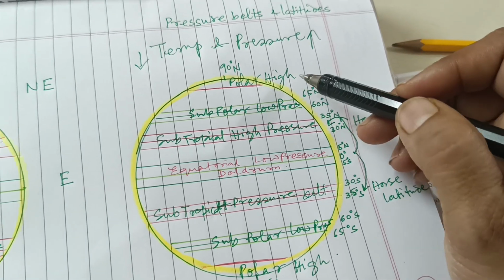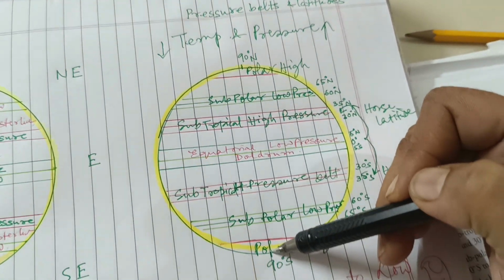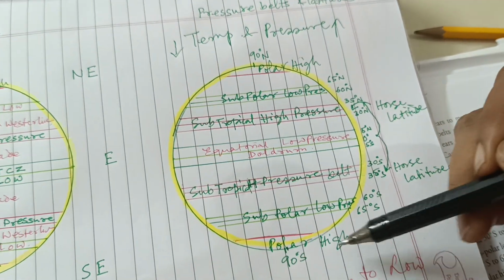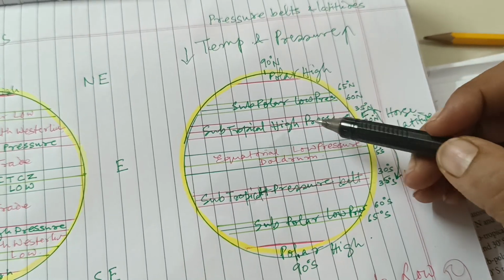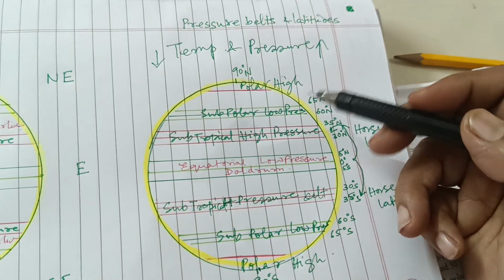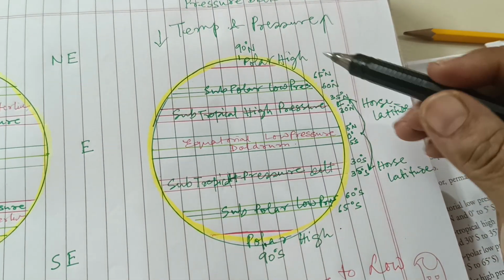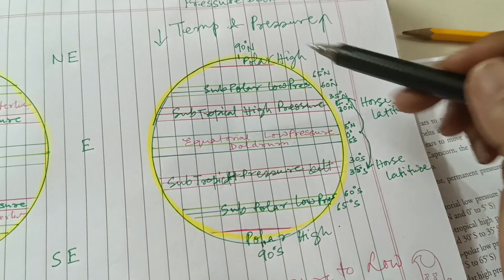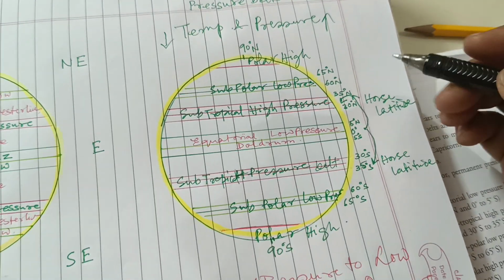So we are getting a polar high pressure belt because here it is freezing cold and the frigid zone is there. That is why we are getting a high pressure zone. And here we are getting a subpolar low pressure zone in both hemispheres. So I hope you have understood how, according to latitude, you have to draw this particular pressure belt. So how many pressure belts are there?